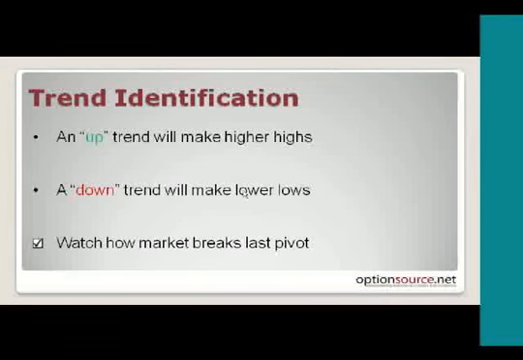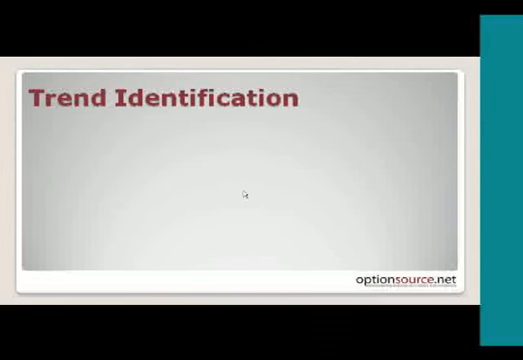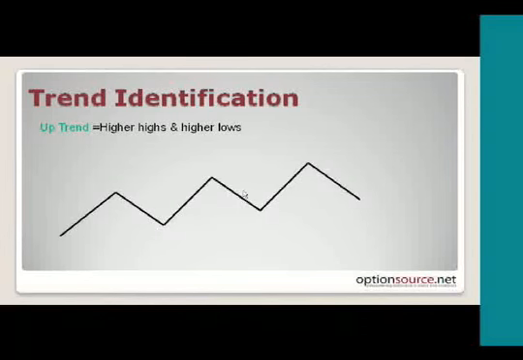What we want to do is watch how the price breaks what we refer to as our last pivot point. So let me give you a quick generic example here. By stating that an uptrend makes higher highs and higher lows, here we've got just a generic price chart drawn. We would identify that level highlighted here in yellow as a pivot point. And the idea is that provided the market continues to break that pivot, we are considered to be in a continuation of an uptrend.